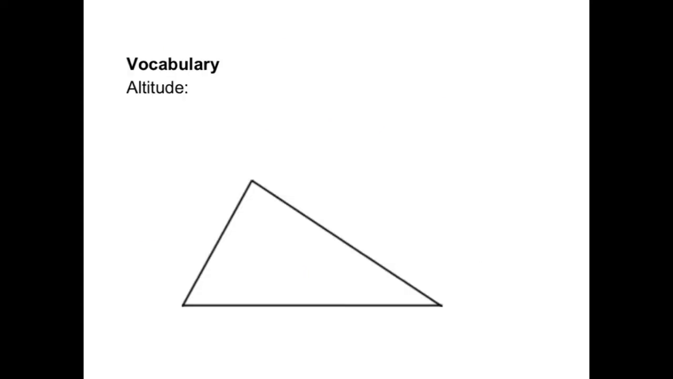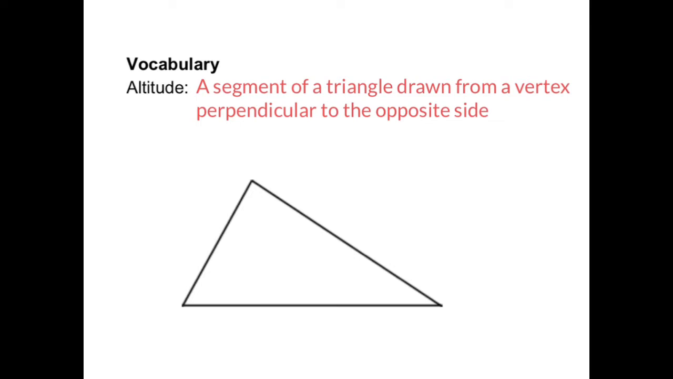Let's start with altitudes. An altitude is a segment of a triangle drawn from a vertex perpendicular to the opposite side. So in taking a closer look at this definition, it's going to be a segment drawn from a vertex. So we're starting from a vertex, but we're talking about perpendicular here, which remember means that it's going to create a 90-degree angle. So if I start with this vertex up top, instead of making a segment that cuts this side in half, I need to create a 90-degree angle relationship with that opposite side.